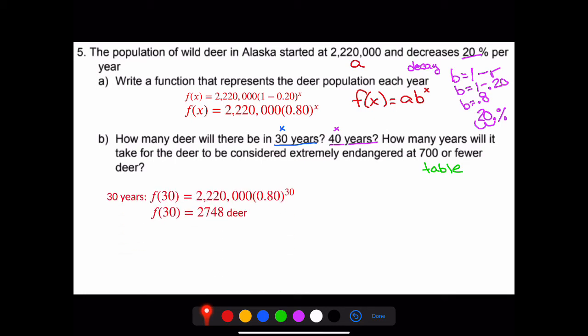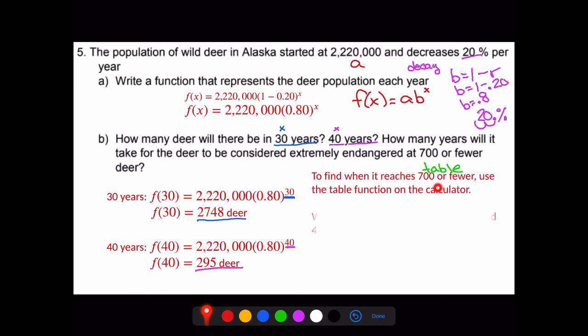So, for 30 years, once again, we plug in 30 for x. That's where this 30 comes in. And we just plug it into our equation that we had for letter A. We plug that in on the calculator, we get the answer as 2,748 deer. Next, for letter B, again, we plug in 40 for x, and that'll give us 295 deer. So we know that the population dipped below 700 somewhere between 30 and 40 years. So at this point, you can start doing guess and check and plugging in 31, 32, 33 until we hit right below 700. Or you can use the table function here.